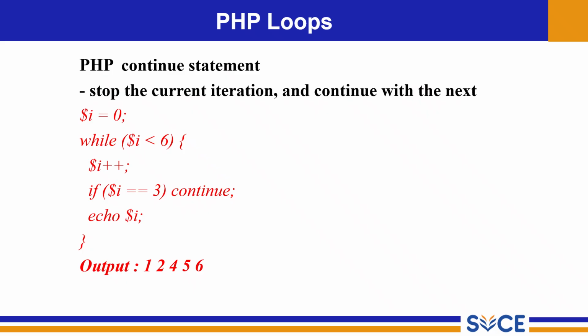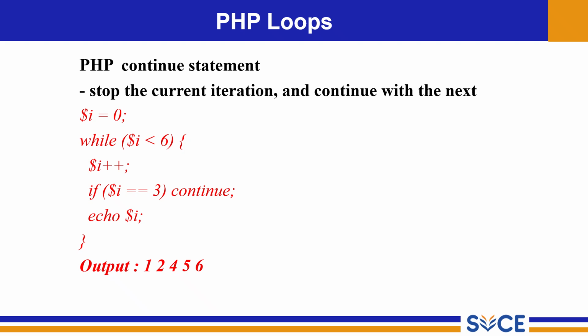In the given program, $i = 0 initializes a variable $i and sets its value to 0. This will serve as the loop counter. While $i < 6 begins a while loop that runs as long as $i is less than 6. The loop body will execute repeatedly while this condition is true. $i++ increments the value of $i by 1 every time the loop runs. This ensures that the loop eventually stops and prevents infinite looping.